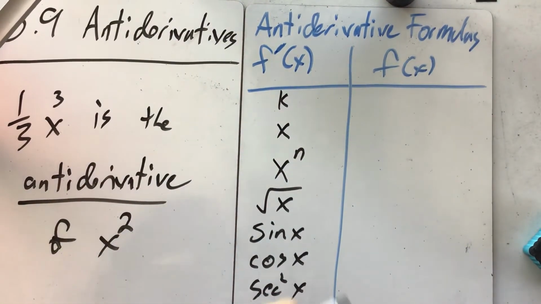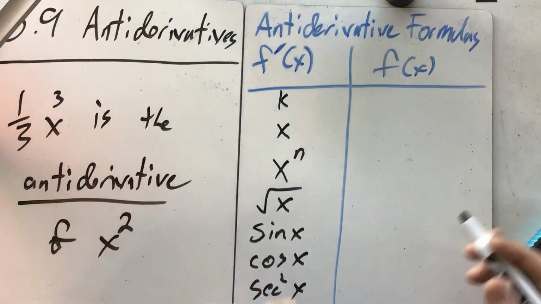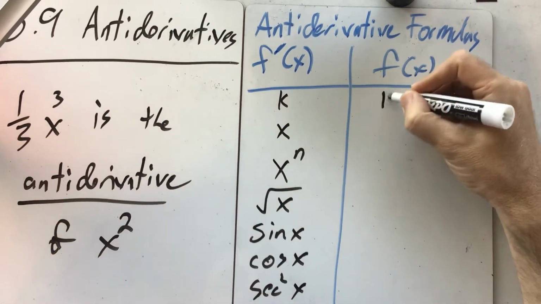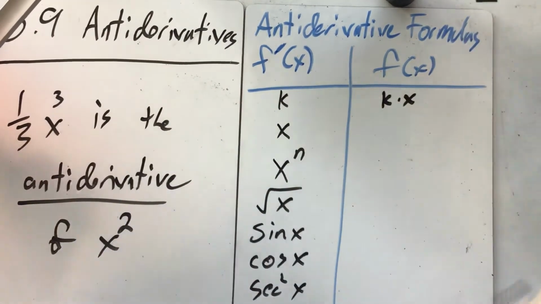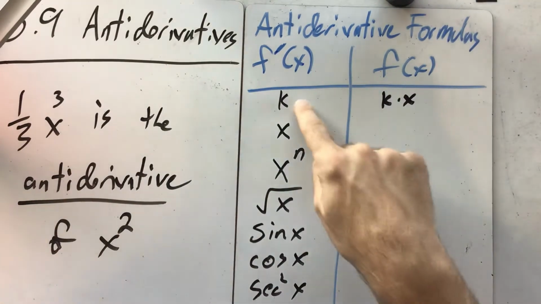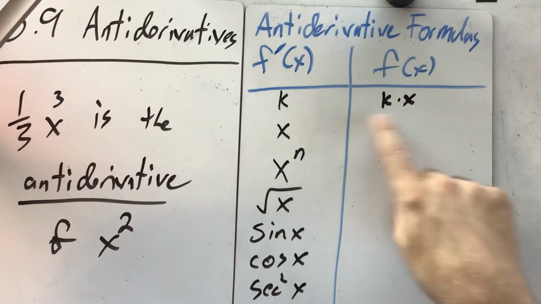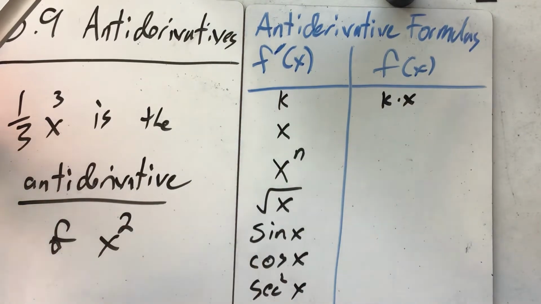And so if you have a constant, how do you get a constant? Well, if you get a constant, you just take that constant times x. Because you know, like if you have 5, then you have to take the derivative of 5x to get 5. So we're just doing the derivatives backwards.